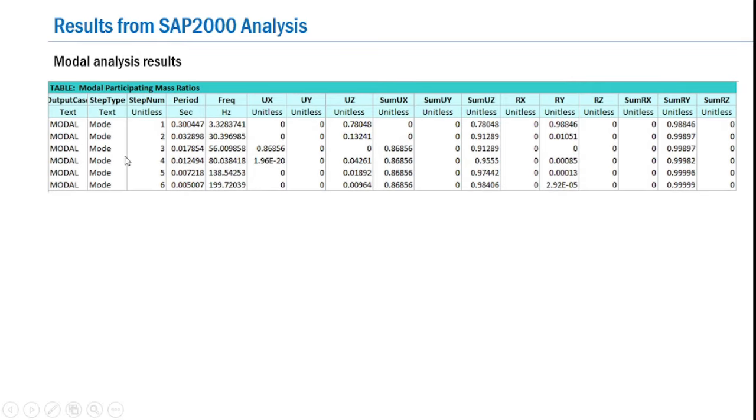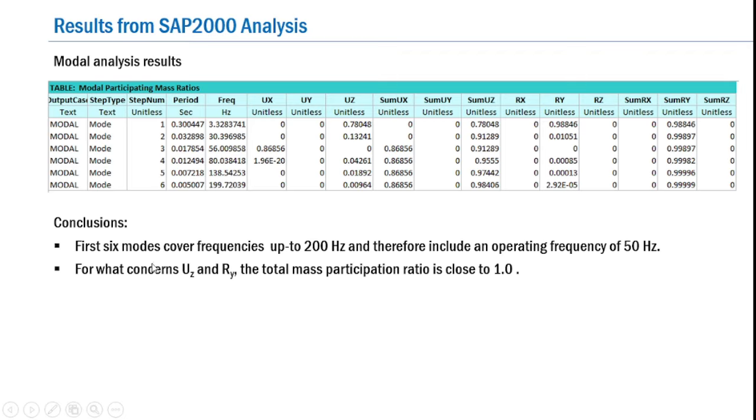As you can see, the first 6 modes are good enough for us, because the 6th mode has a natural frequency of 200 Hertz, which means that our operating frequency of 50 Hertz is obviously covered well within the number of modes considered in the analysis. Looking into the analysis results, we find that for the response in the Z direction, the 6th mode is good enough to achieve a modal participation of 98.4%, with an associated rotation about the Y-axis of 99.9%. So the following conclusions are arrived at.